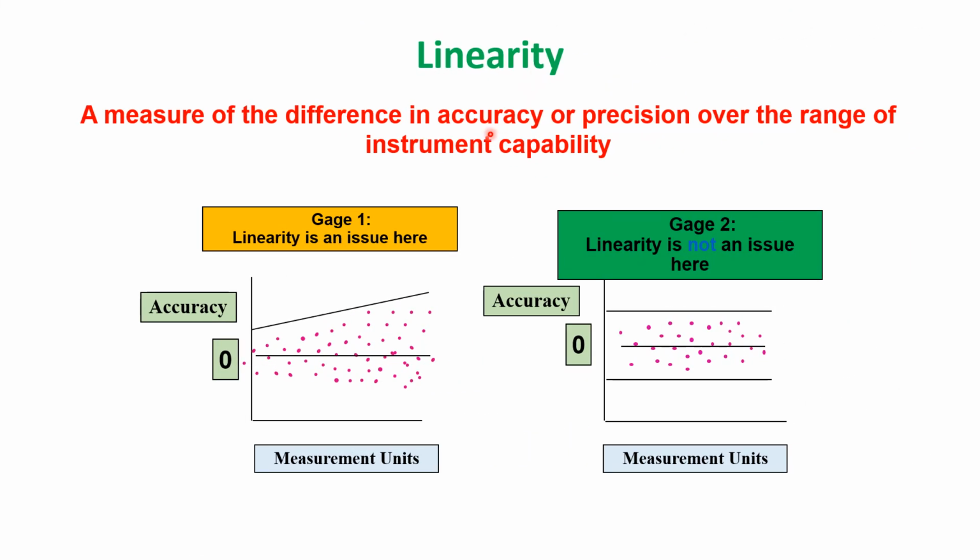So linearity is the accuracy or the bias over the range of instrument capability. This is a first case where you can see linearity issues. If I measure the bias at initial stage, middle stage, and end stage, it is having increasing order. So bias is not okay, rather linearity is not okay. Linearity is the issue here. In the second case, bias seems constant everywhere over the operating range. So there is no linearity issue in the second case.